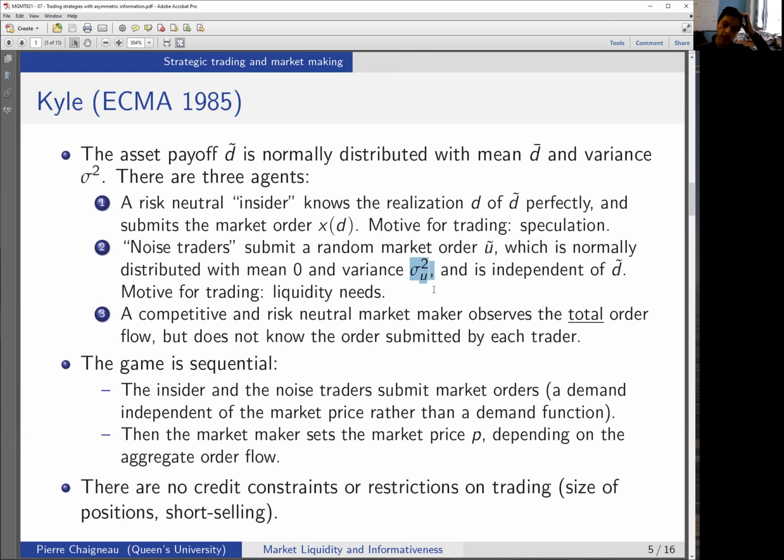For example, if sigma U were equal to 0, there would not be any noise trading. To make things simple, and also because we assume that this trading was not information based, U is independent of the fundamental value of the asset. So these trades are purely random. Okay, so you have these two traders who submit market orders.